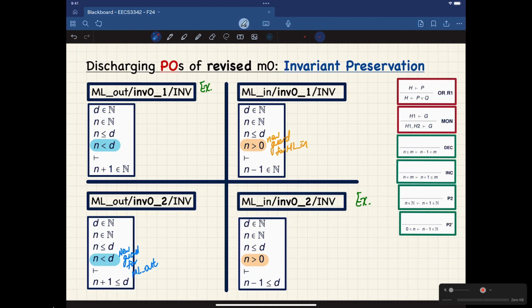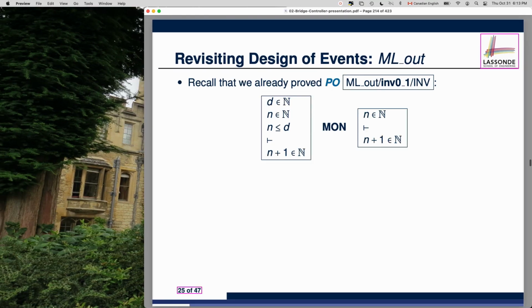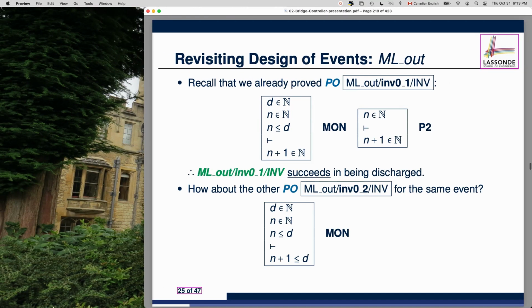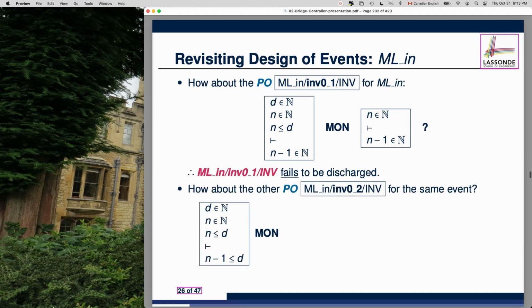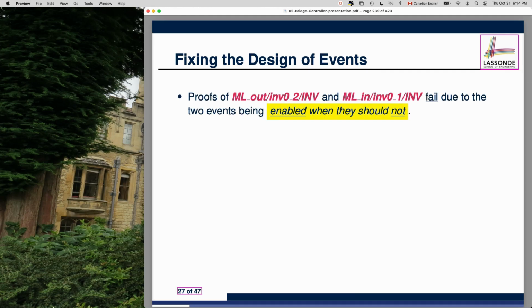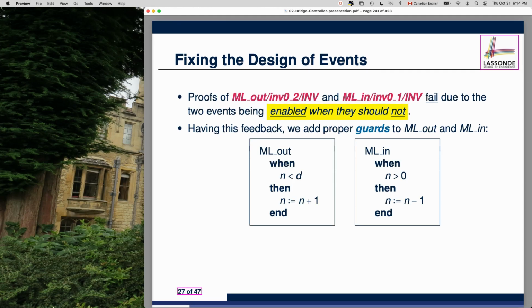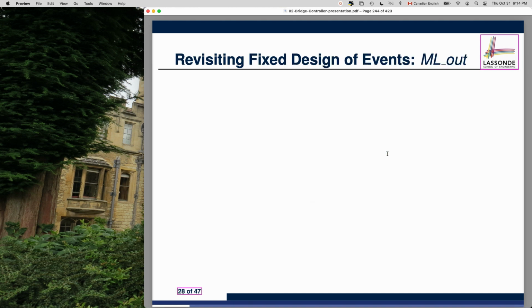Let me see some slides. And then we can come back here. All right, so this is something that's unprovable. So that's why we've got to strengthen the guard. And you will see this is another one that's also unprovable. So that's why we've got to also strengthen the guard. And then we fix the design. Right, so that's a new guard I just mentioned. Right, we got new ML out. Also, we got new ML in. Okay. And we got to regenerate all the sequences again. And we'll try to prove each one of them one by one.